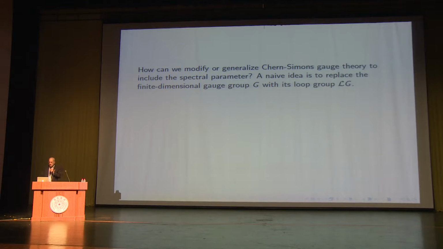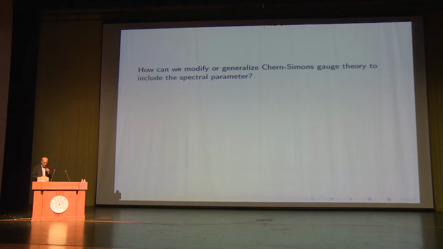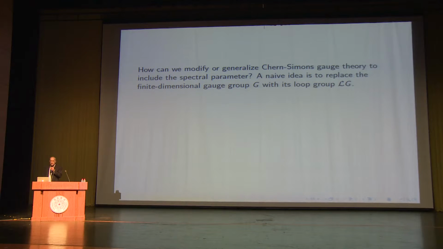So how can we modify or generalize Chern-Simons gauge theory to include the spectral parameter? A naive idea is to replace the finite dimensional gauge group G with its loop group, which I'll call LG. I want to stress that this is the naive loop group, not the central extension of the loop group that we meet in conformal field theory, but just the naive loop group, the group of maps of a circle to G, with no central extension. We parameterize the loop by an angle theta.